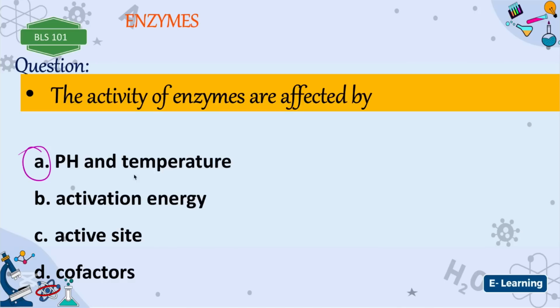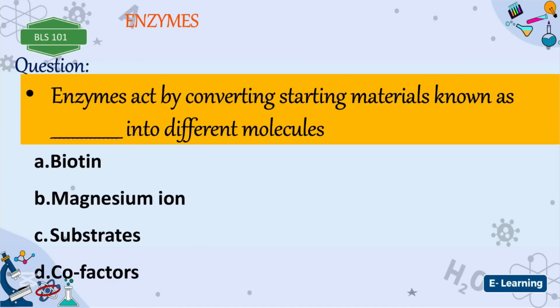The activity of enzymes is affected by pH and temperature, activation energy, active site, cofactor. They are affected by pH and temperature predominantly. These are external factors. The cofactor, activation energy, and the rest are inherent within the enzyme, but pH and temperature are external factors that affect the activity of enzymes.